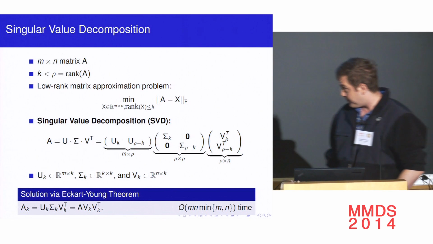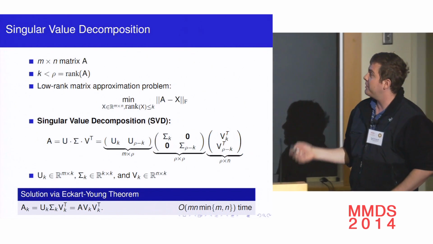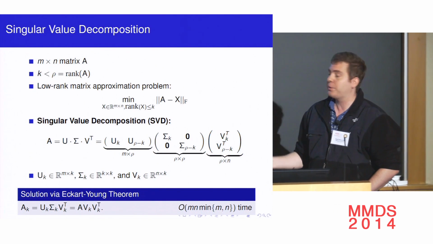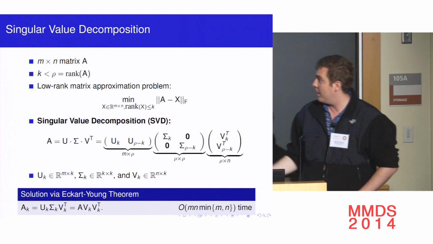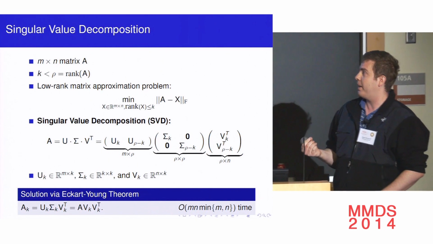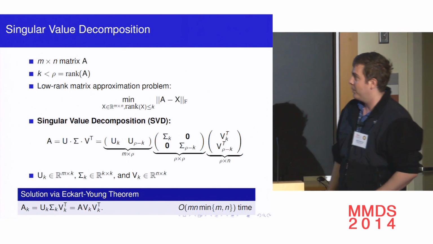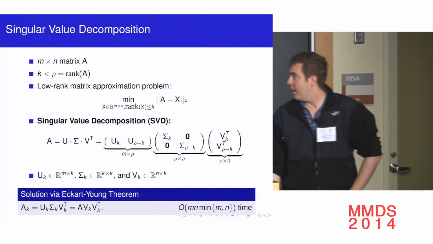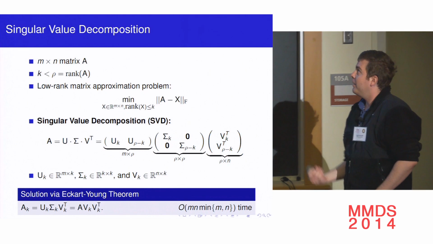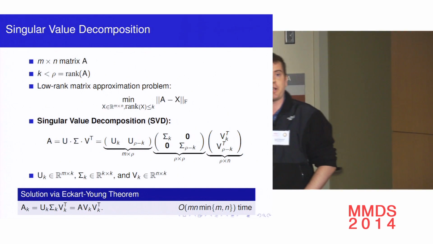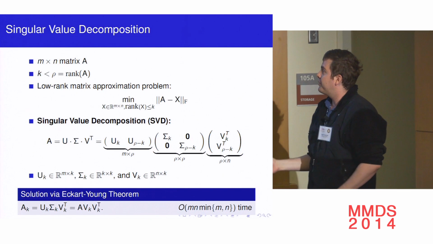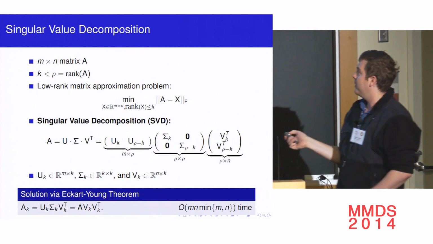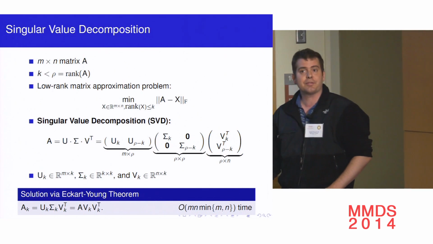So a solution to this optimization problem is given by the Eckart-Young theorem, which says that the optimal X is equal to A sub k, which is the product of U sub k, sigma k, and V k transpose, or equivalently just projecting the rows of A onto the top k principal components. Okay, so this is the SVD. We're going to be interested in a different kind of matrix factorization, and in a faster running time. So naively, the SVD would take mn times min(m,n) time, whereas we're interested in something much faster.